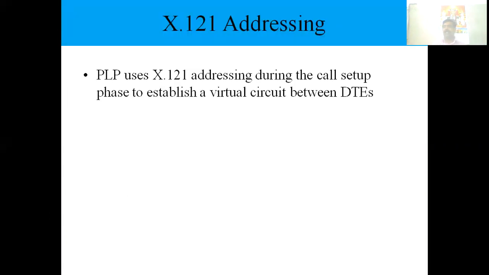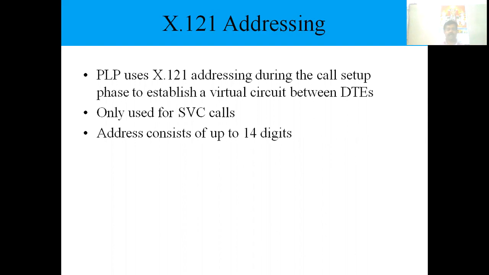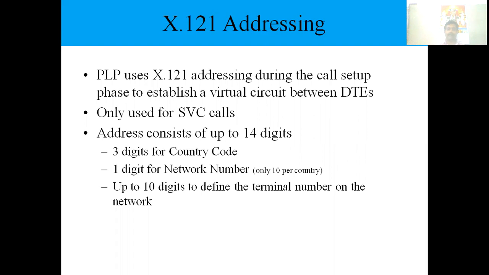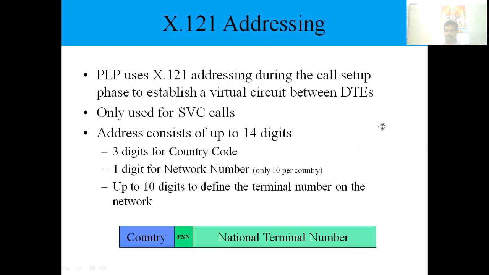Then addressing. The addressing this PLP is using is X.121 addressing. This X.121 addressing is used during the call setup phase to establish a virtual circuit between DTEs. It is only used for switched virtual circuits. The address consists of 14 digits: 3 digits for country code, 1 digit for network number. A country will provide only 10 numbers for network. Next 10 digits define the terminal number of the network. So this is the format: first 3 digits for country code, next 1 digit for network number, and next 10 digits for terminal number of the network.